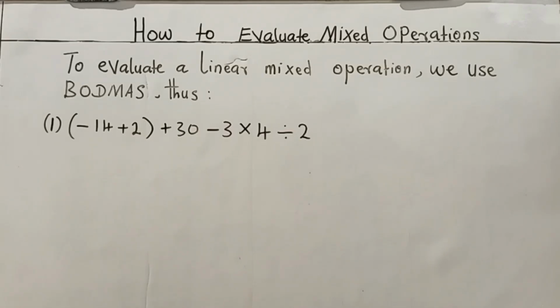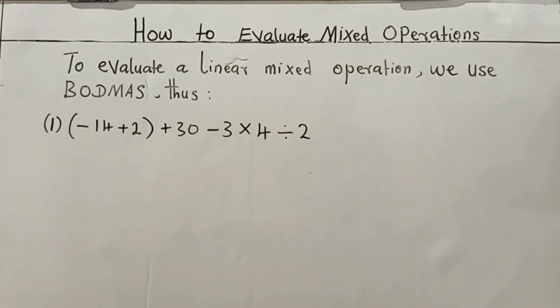We're going to learn this by means of example to avoid too much talk. We say to evaluate a linear mixed operation, we use BODMAS. First, we have a mixed operation that is linear. Watch this operation. It is linear because there is no division in it. If we had said all of this over something, that would have been something different from being linear.